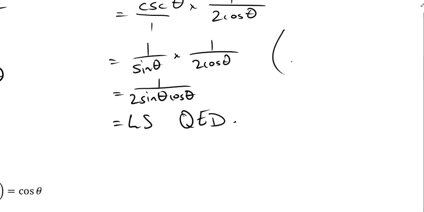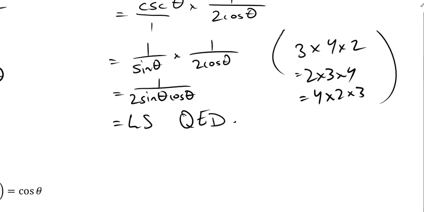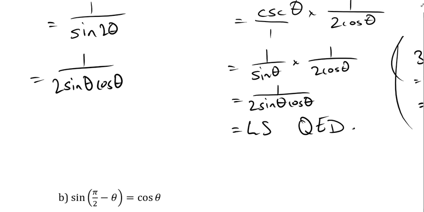That's like 3 times 4 times 2 is the same as 2 times 3 times 4 is the same as 4 times 2 times 3. It doesn't matter what order you write multiplication in, it's all the same, right? So I just put them all together, and I just wrote it in the same order as the left side, so it was perfect. That's the only reason why I did that. The left side said that, right? So I just wrote it in the same order, so it was obvious.